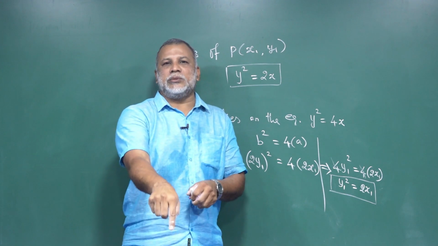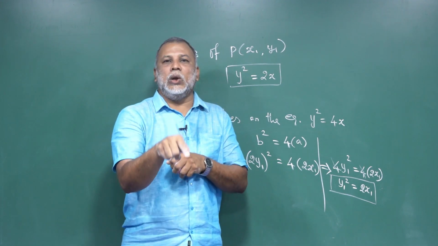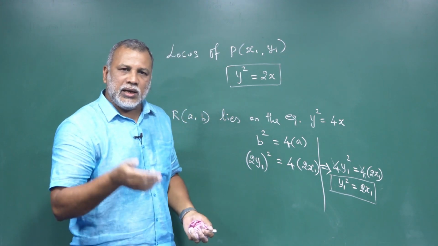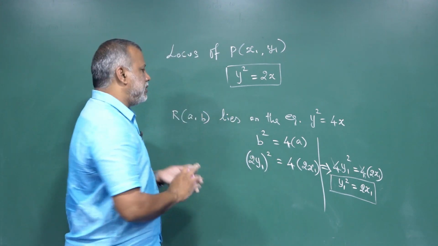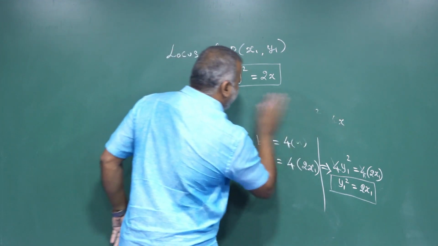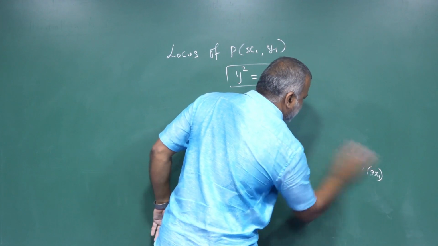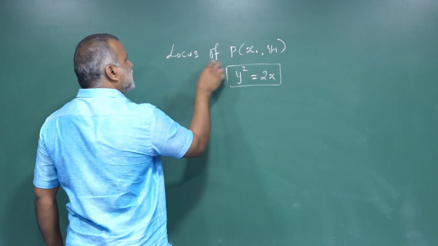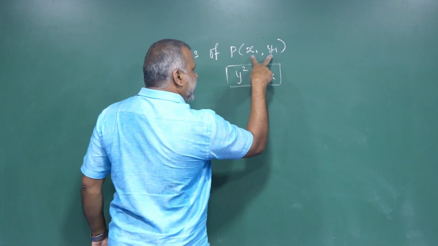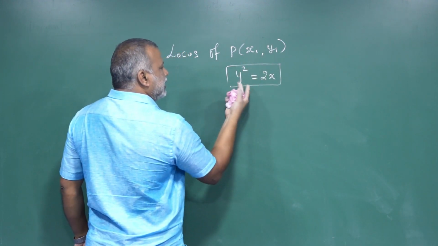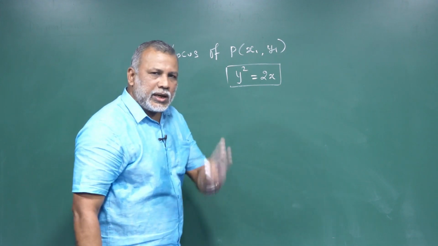Here, what are the new concepts? Here we are using the locus of that point. Locus is nothing but the path traced by a moving point. So that is the new logic. The remaining concepts you already discussed in your lower classes. So the locus of P(x1, y1) means this x1 comma y1 can be replaced by the variables x comma y. Therefore y squared equal to 2x is the required equation.